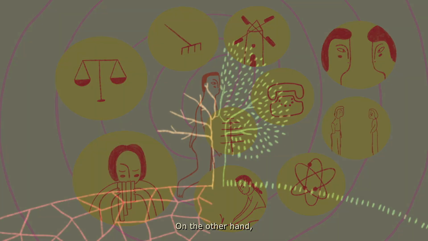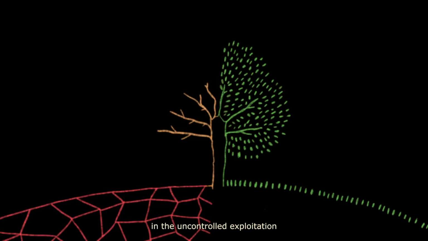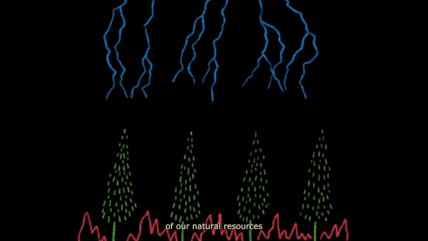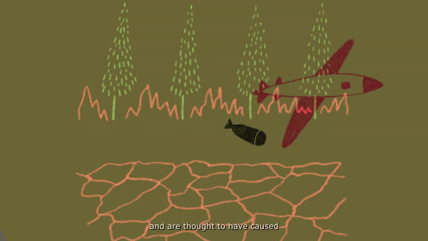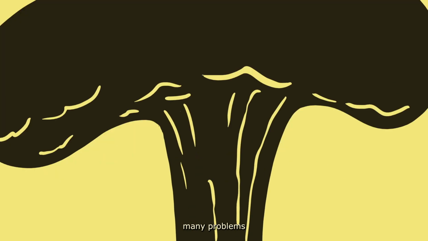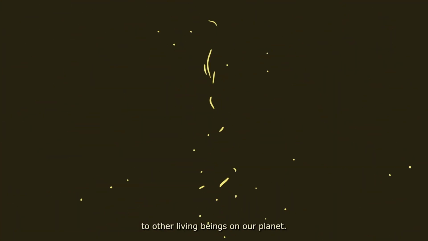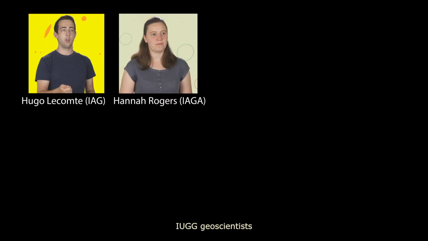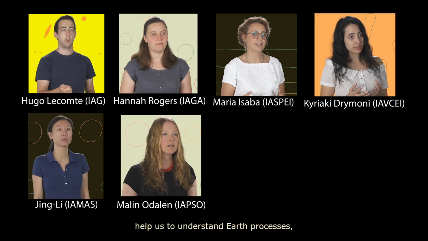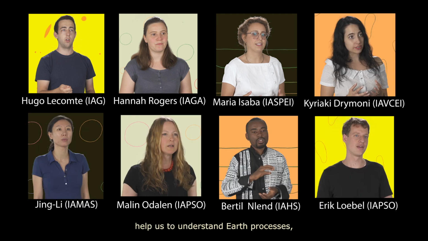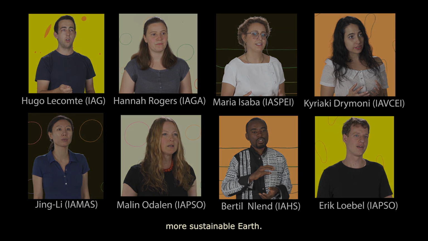On the other hand, humans have participated in the uncontrolled exploitation of our natural resources and are thought to have caused many problems to other living beings on our planet. IUGG geoscientists help us to understand Earth processes, bring us hope for the problems humanity faces, and solutions to a more sustainable Earth.